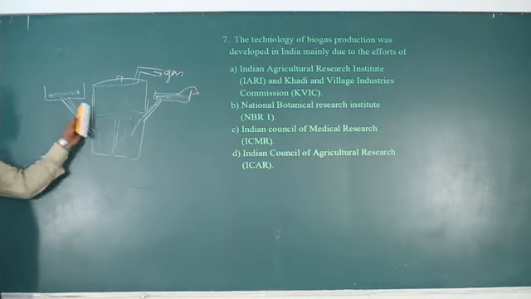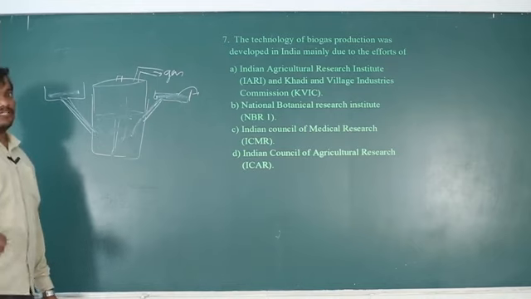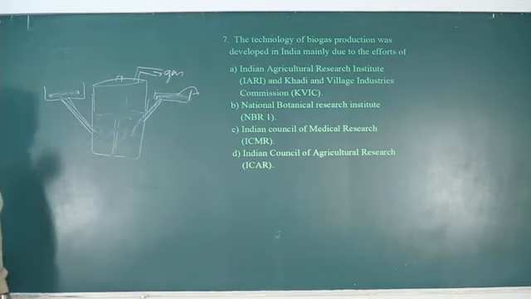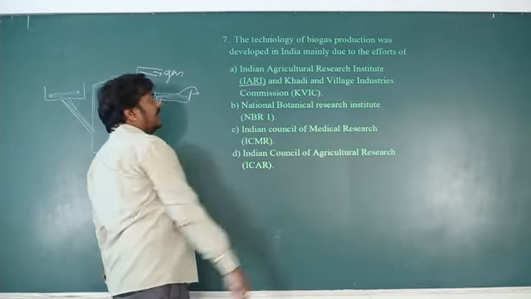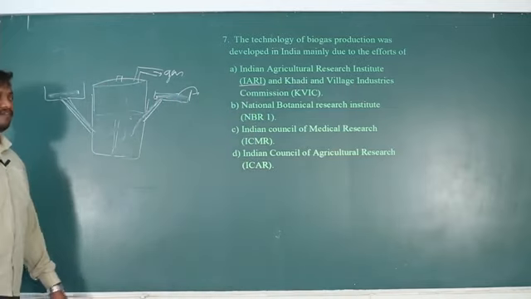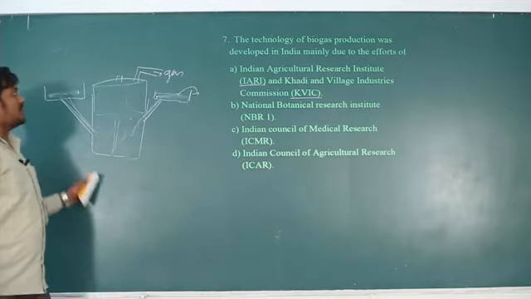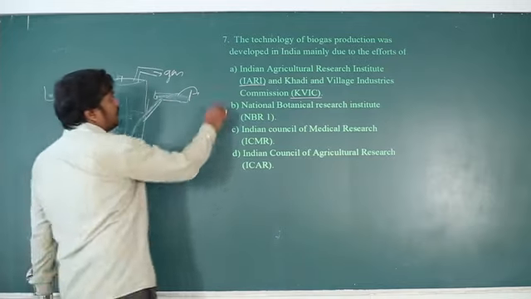So this technology of production of biogas is called a biogas plant, commonly called gobar gas. The plan of this gobar gas plant was developed by two agencies: the Indian Agriculture Research Institute, IARI, and the Khadi and Village Industries Commission, KVIC. The efforts of these two agencies together are responsible for the design of this biogas plant. So the right option is this one.